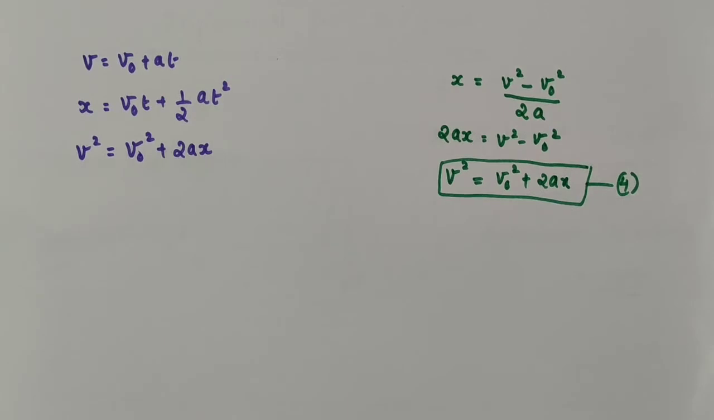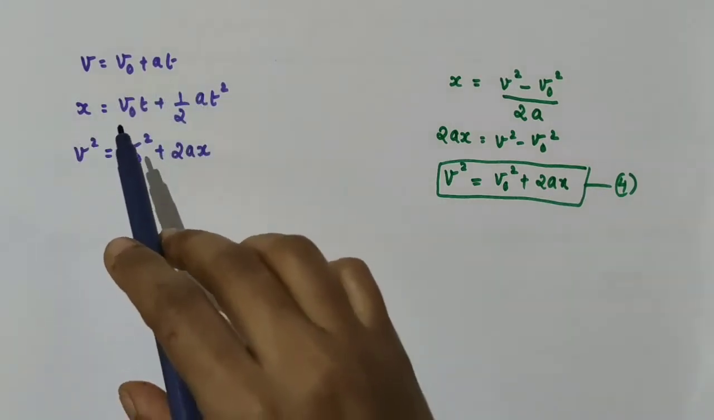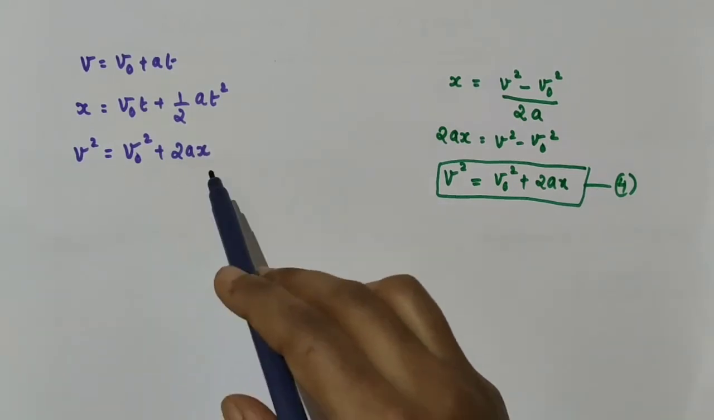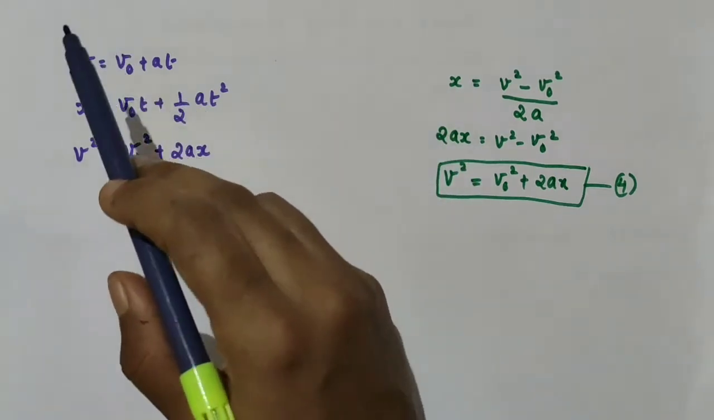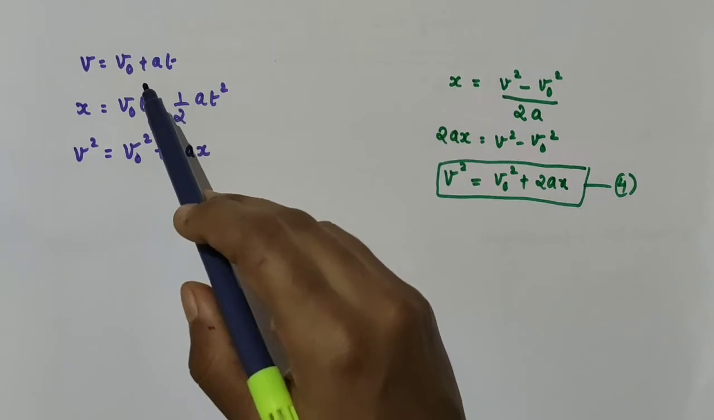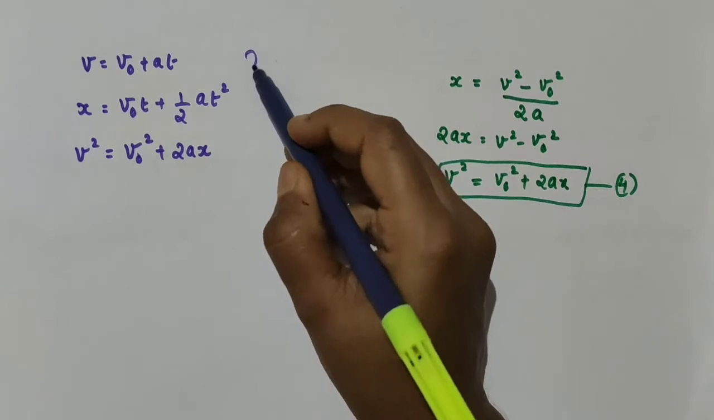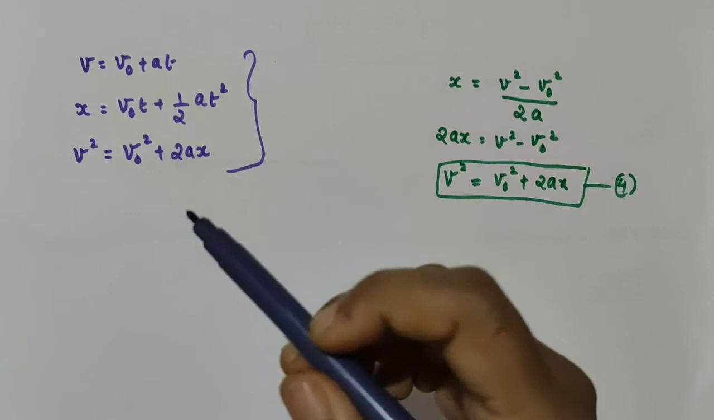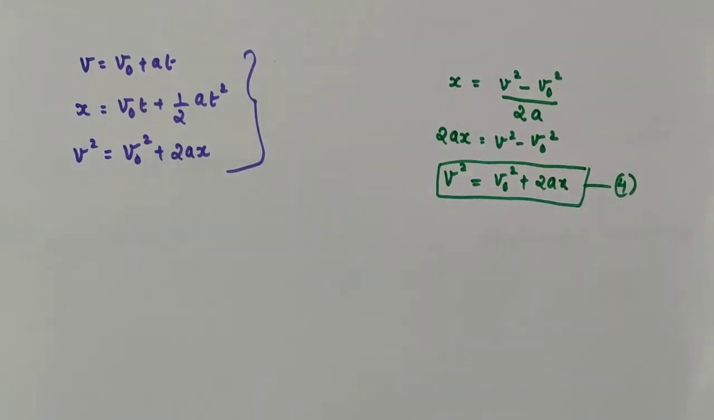So, here we got three simple equations. One is V equal to V0 plus AT. Another one is X equal to V0 T plus half AT square. Another one is V square is equal to V0 square plus 2AX. So these three equations connect initial velocity V0, final velocity V, acceleration A, time taken T, and displacement X. These three equations are called kinematic equations of rectilinear motion or straight line motion for constant acceleration.